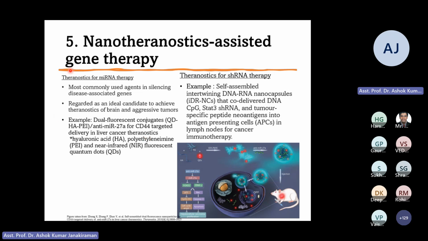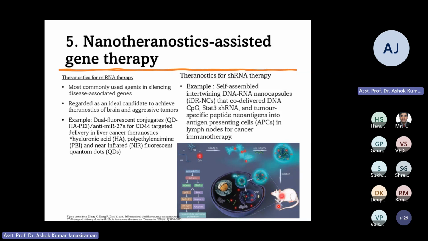In this miRNA therapy, they have dual fluorescent conjugates, quantum dots, hyaluronic acid, polyethylene kind of polymers to deliver the drug into liver cancer, and hyaluronic acid, polyethylene amide, and near infrared fluorescence quantum dots for brain delivery. So it's intervening DNA, RNA, nano capsules that deliver the DNA to antigen presenting cells in the lymph node for cancer immunotherapy. So these are all the ways the drug can be delivered to the target sites.